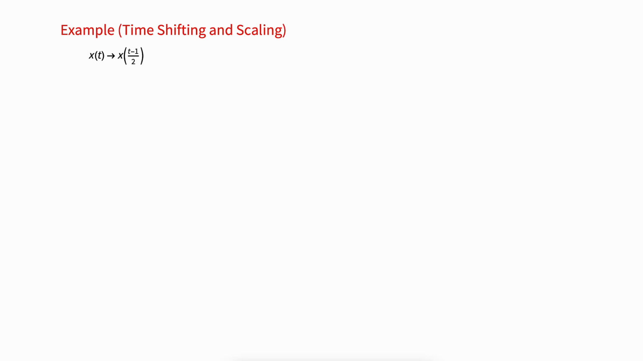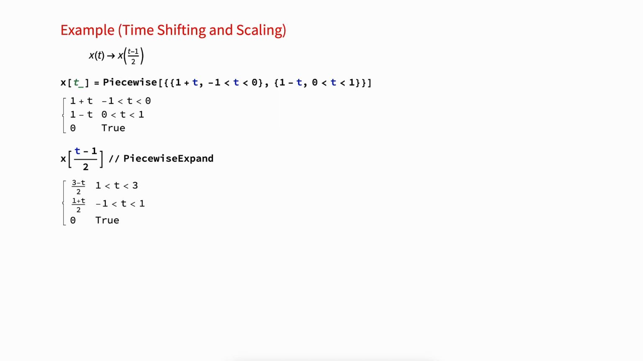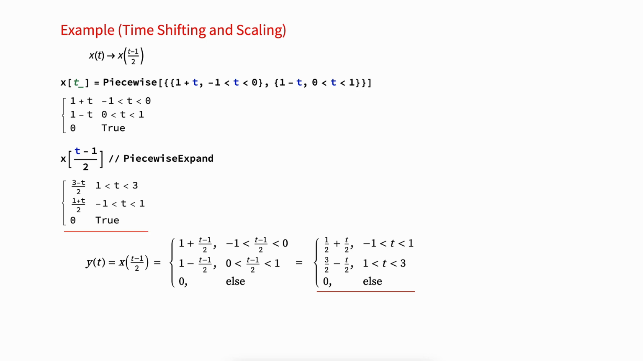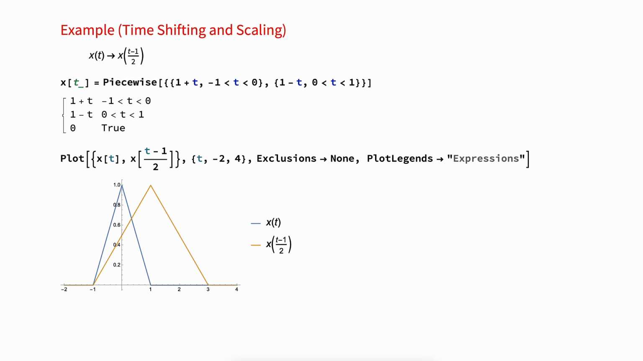We want to see the effect of this operation on x of t, which is defined using this piecewise function. Plot of the signal shows that it looks like a triangle signal. Using the Wolfram language, a new signal can be obtained as expressed here. And again, if we were to do this by hand, we would replace t with t minus 1 divided by 2 and simplify, and we will end up with the same result as we got using the Wolfram language. Plotting these two signals together, you can see that as expected, the function has shifted to the right and also expanded in time.